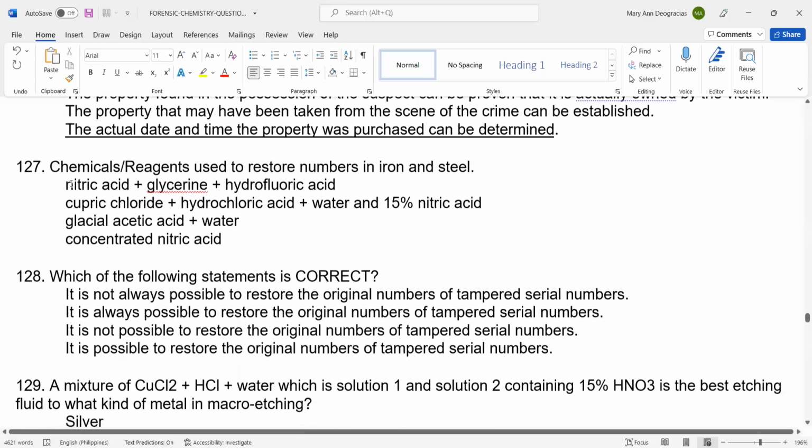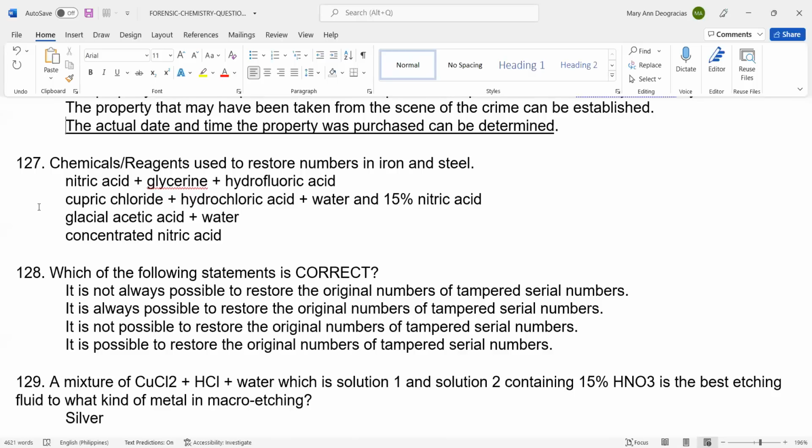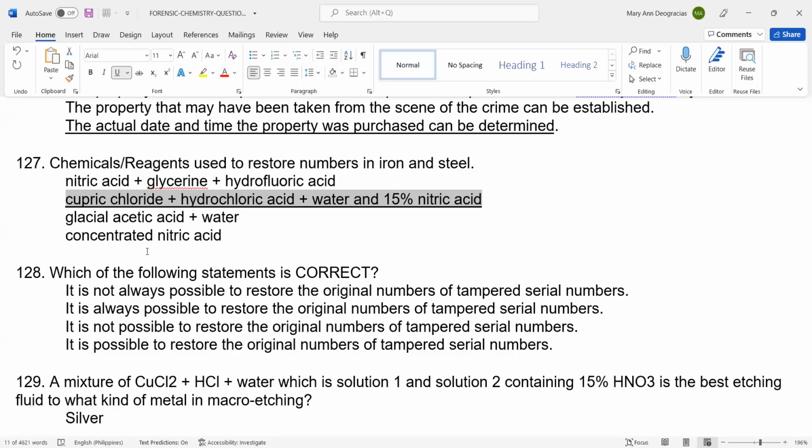It's not the serial numbers. Okay. How about 127? Chemicals or reagents used to restore numbers in iron and steel. Okay, the most common here is we have letter B. So this is the cupric chloride. No? So this is for iron and steel. Ang glacial acetic acid kasi is for silver, concentrated, aluminum yan. Tapos concentrated nitric acid is for silver. Nitric acid plus glycerin is yung isa pang kaklase ng metal.